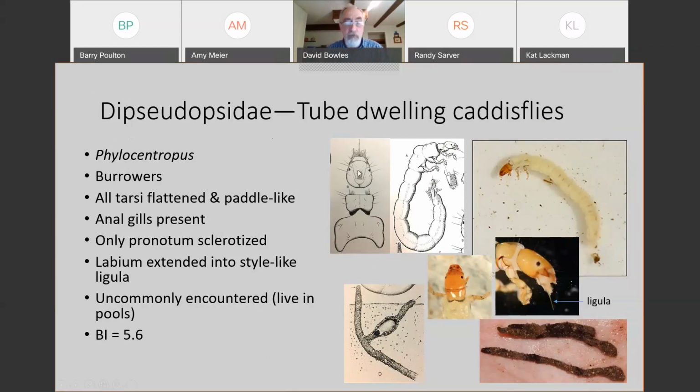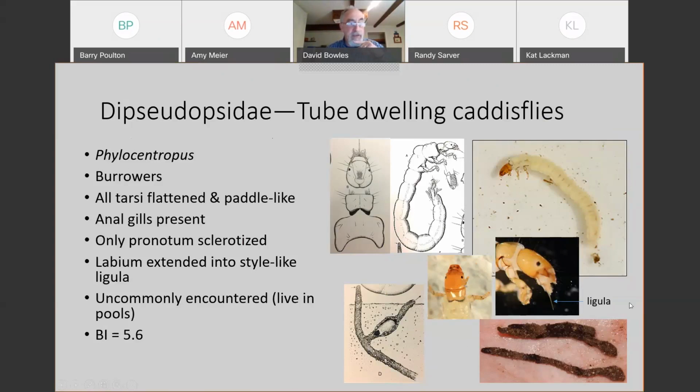And that's because these are burrowers. They dig these elaborate, sometimes deep burrows into soft substrate in pools, and they live in those burrows. You can see the photograph down there of two tubes, and then a diagram of what they would look like. They have a very rounded head, not elongate, as you would see in an Ephilopotamid.